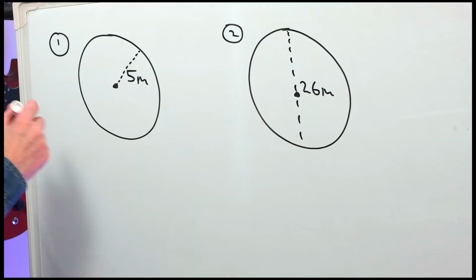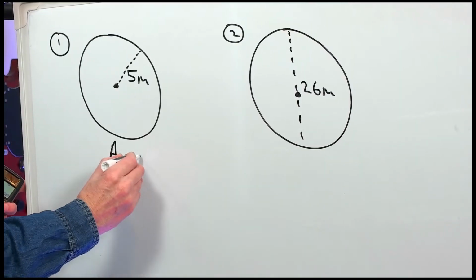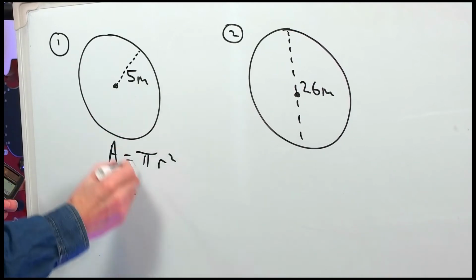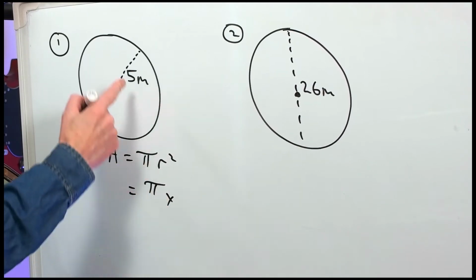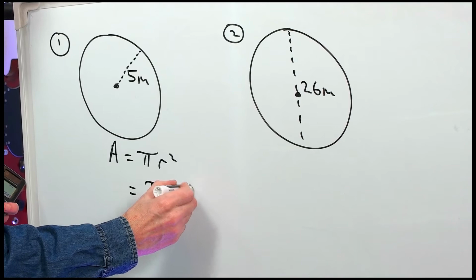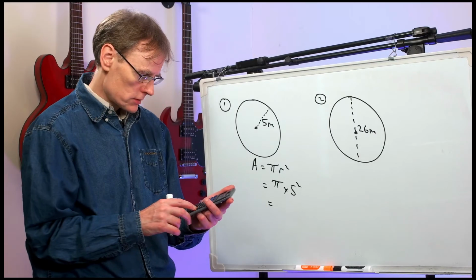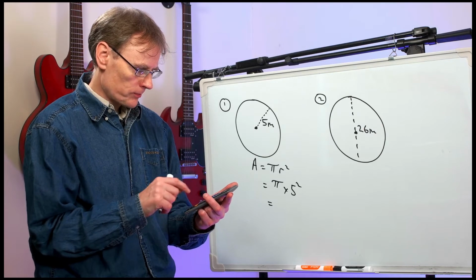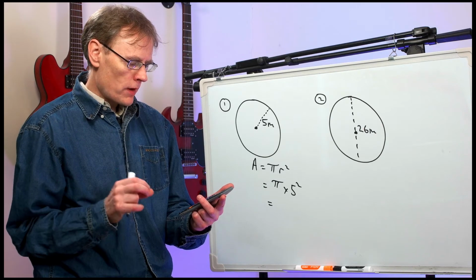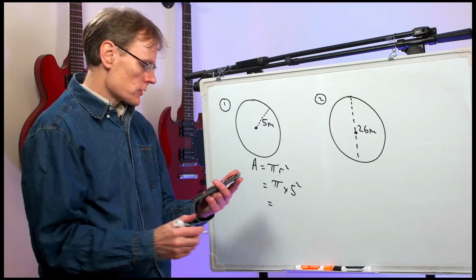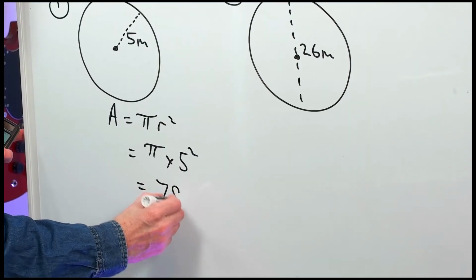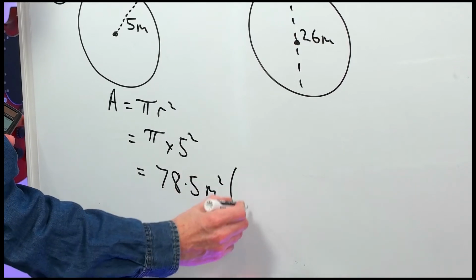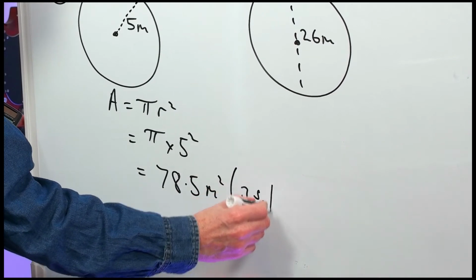Right, answers. So number 1, the area equals pi r squared. Pi times the radius squared. So that's pi times 5 squared, or pi times 25, equals, so we ask the calculator, and it says 78.539. So that rounds off to 78.5 meters squared to 3 significant figures.